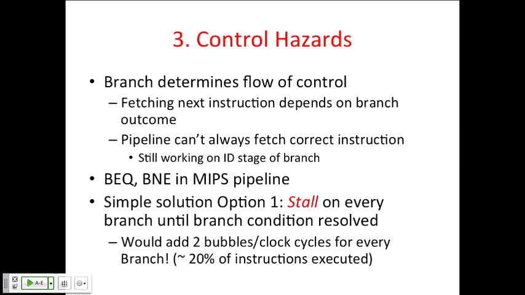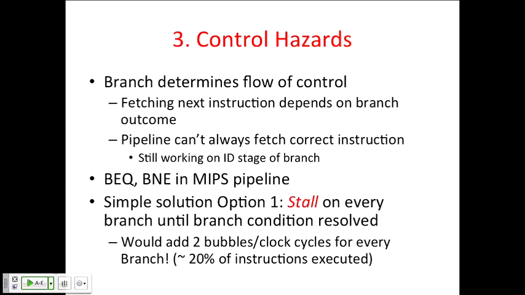Control hazards. So we left this one to last because this is the worst. So the problem here is I have two instructions going down the pipeline. The first one tells me which instruction I should do next, right? So I want to do a branch. You know, I don't know where to fetch from until I've resolved the branch.